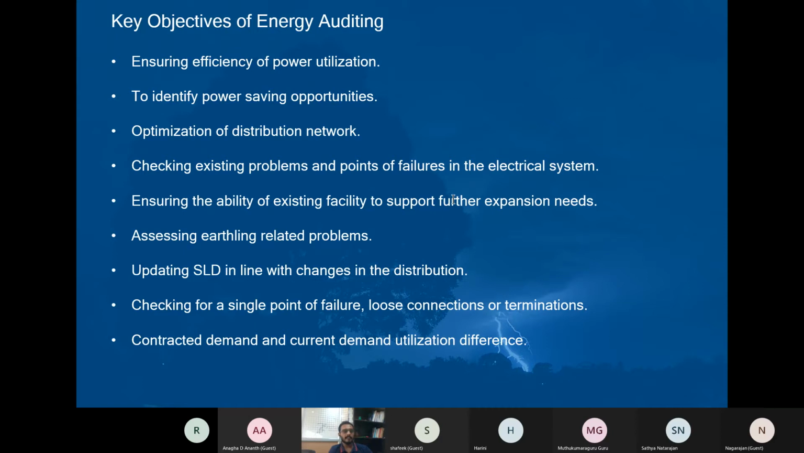Updating the SLD in line with changes in the distribution, that is updating your single line diagram. Each individual house or each individual electrical infrastructure has its own SLD. Checking for single points of failure, loose connections or terminations, and the difference between contracted demand and current demand utilization.